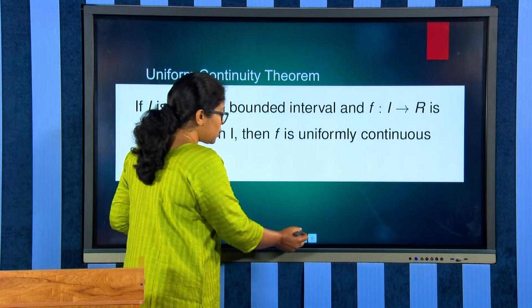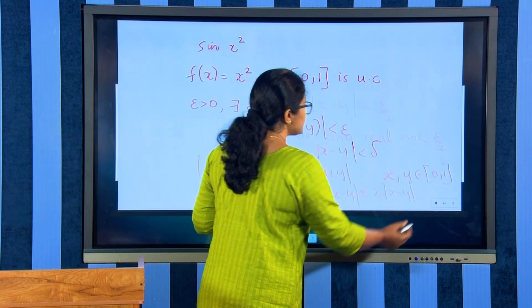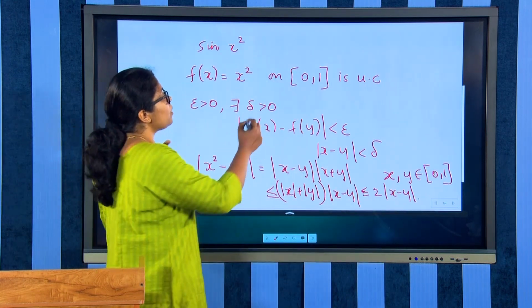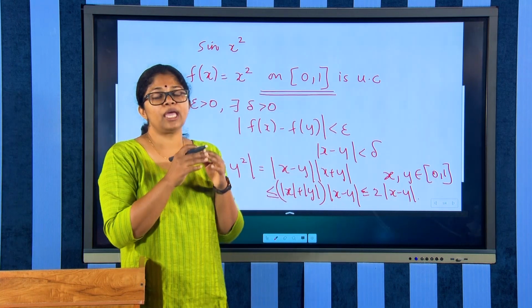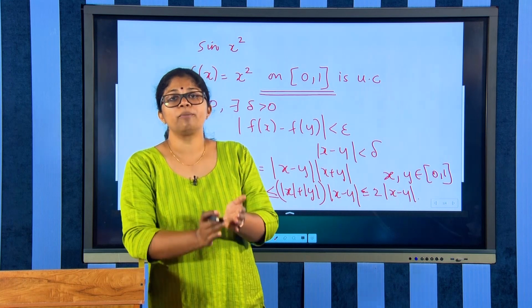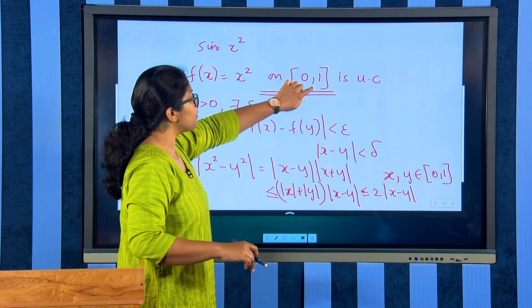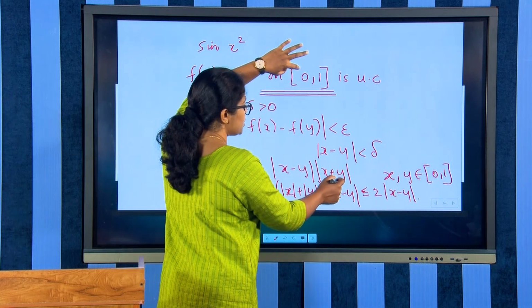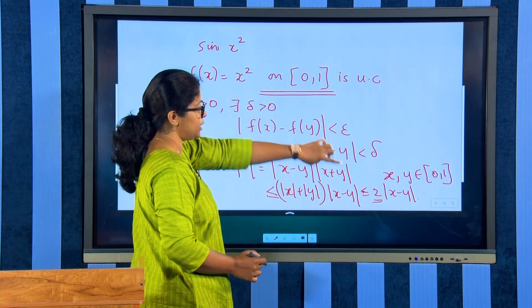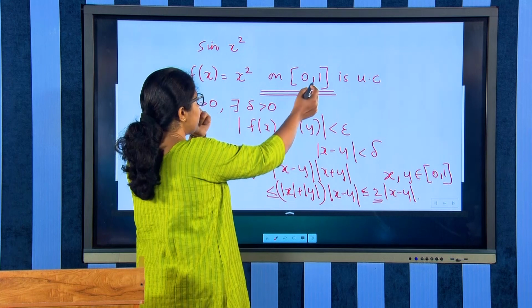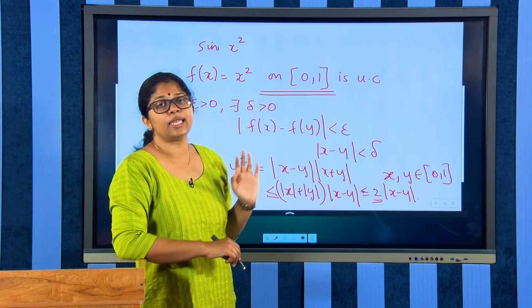That is why I have shown this example for you, because f of x equal to x square we had taken on the interval 0 to 1. So what happens if we do not restrict the domain to this interval? Because it was restricted to the interval 0 to 1, we could apply modulus of x plus y is less than or equal to 2. We were able to apply this result because of the condition given.